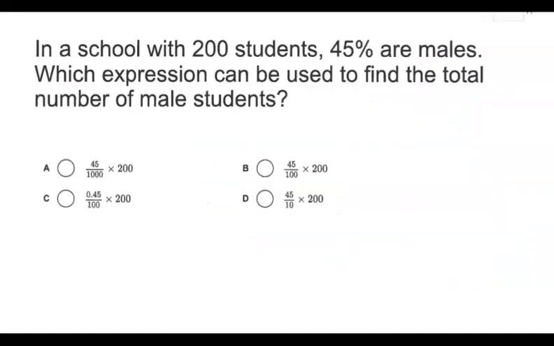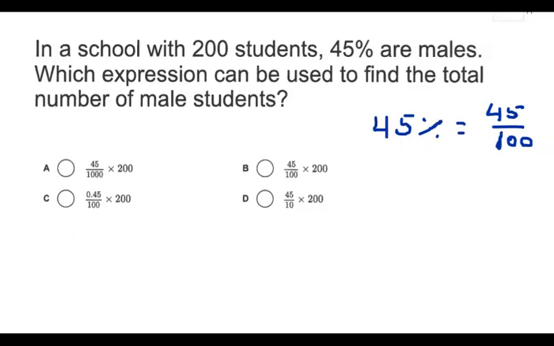In a school with 200 students, 45% are males. Which expression can be used to find the total number of male students? Okay, well, let's look at this. Okay, so 45% can be written as 45 out of 100, or 45 over 100, and then we're going to take that percent. Okay, so 45 divided by 100, which would be 0.45. Remember, you always have to do somewhere where you're dividing by 100.